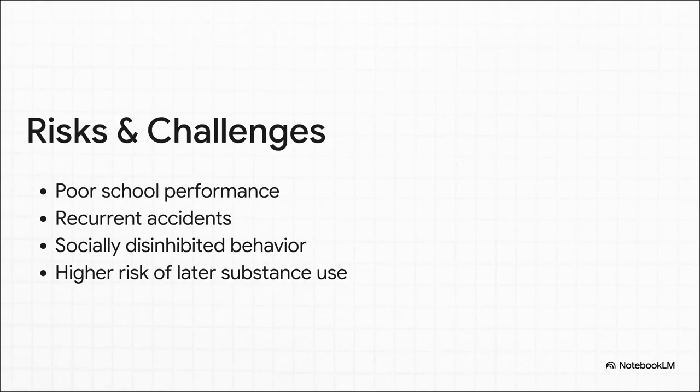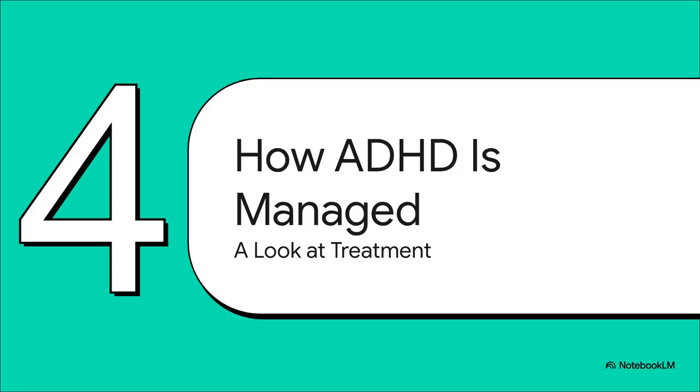So when you put all this together, the core symptoms, the other conditions, you can see how it starts a kind of domino effect of real-world challenges. Things like struggling in school can be a direct result. That inattention can lead to more accidents. And the source material points out a really serious long-term risk, a much higher chance of developing substance use disorders later in life. All right, so with this really complex picture in mind, how is ADHD actually managed?